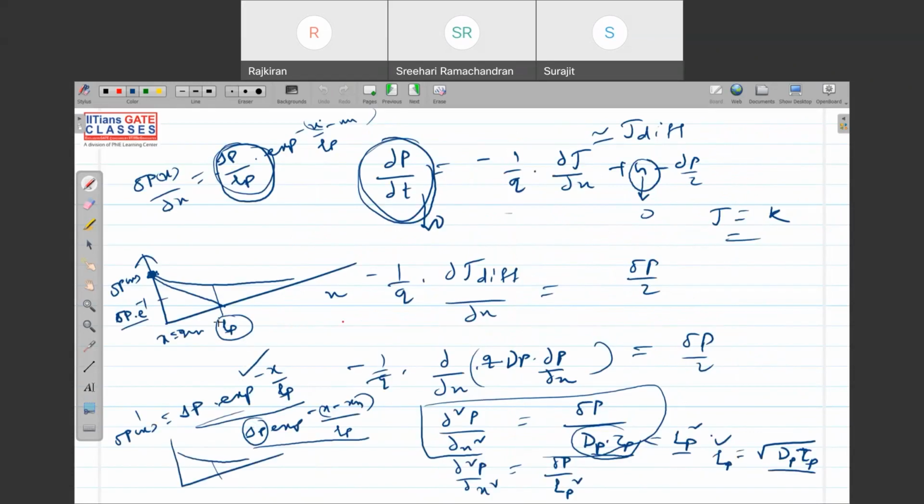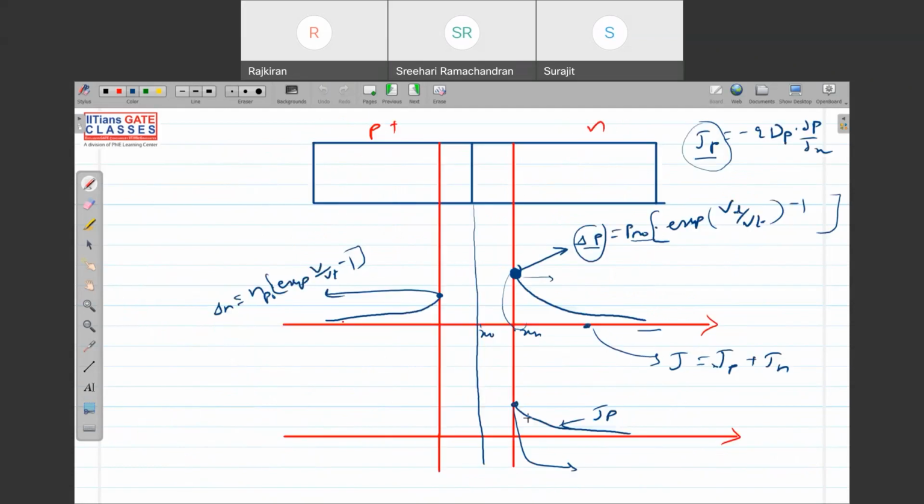Given the slope is nothing but del p by Lp at x equals 0, if I derive it at x equals 0, what is the slope? Suppose this is Lp. The slope is nothing but q Dp del p by Lp. This is the current at this point because of the diffusion. And if I assume there is no recombination in the depletion region, the same current flows like this.